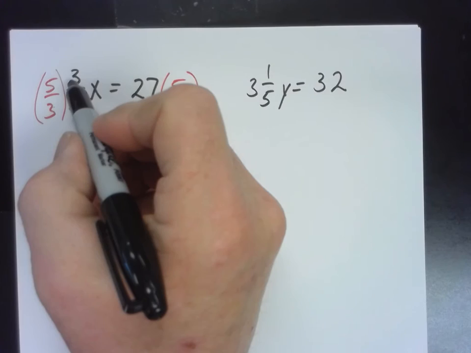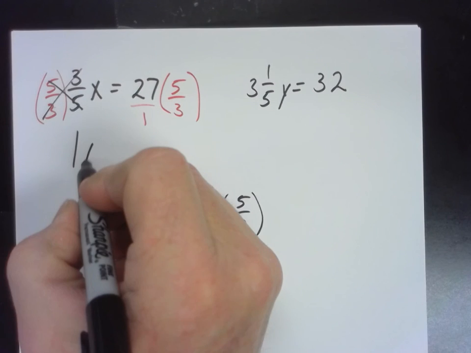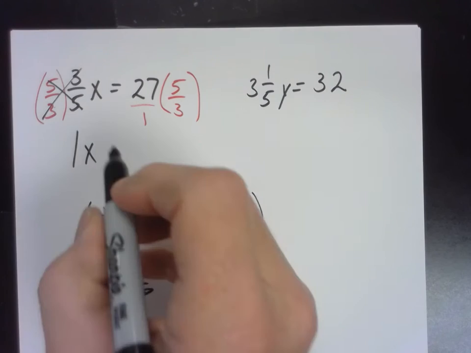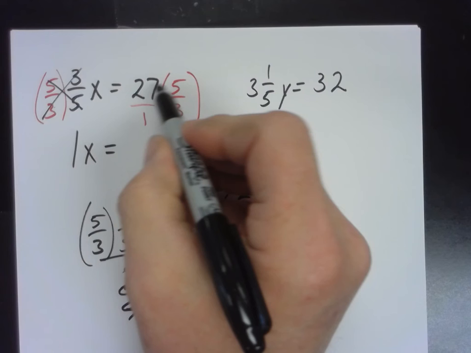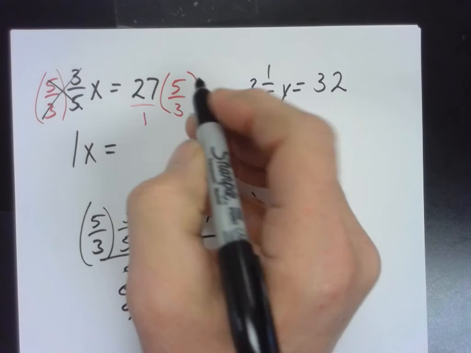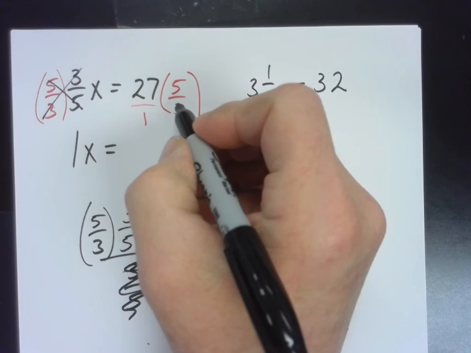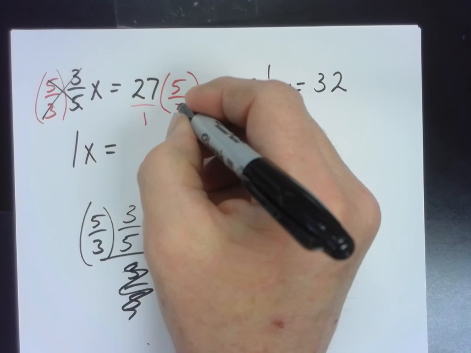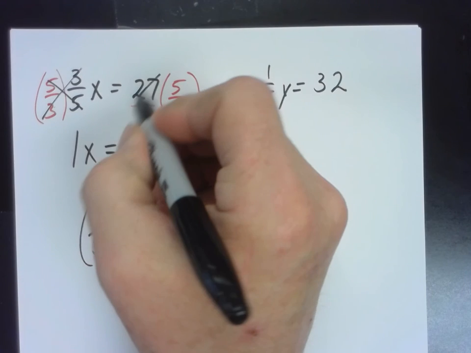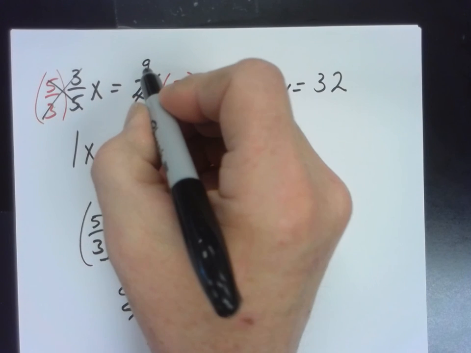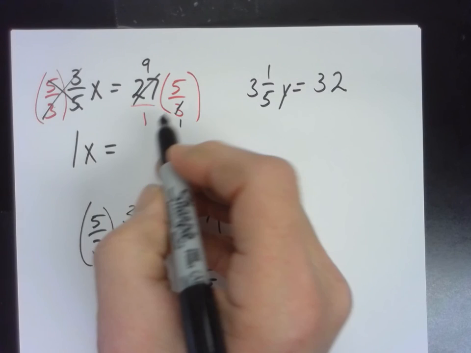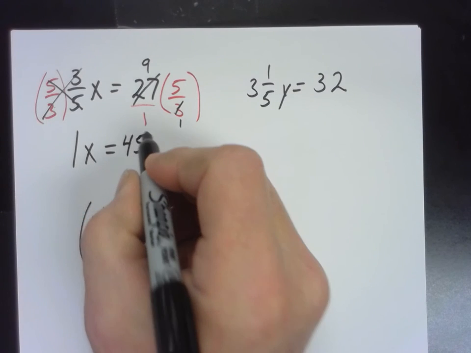Did you all write 1x? Got the 1 there? And then we could go 27 times 5 over 3, but I'm going to reduce first because my brain works better that way. So I'm going to say 3 goes into itself once and into 27 9 times. And 9 times 5 is 45. So 3/5 of x is 27.